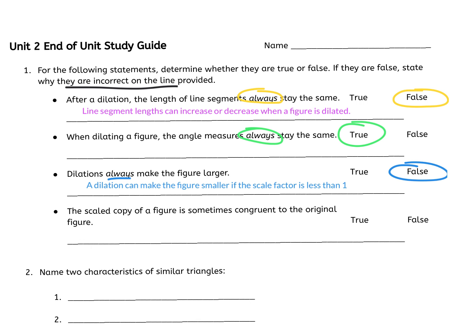And the last bullet point, the scaled copy of a figure is sometimes congruent to the original. I would say that is true because the scaled copy could enlarge, could reduce, and sometimes it could be the same size as the original figure.